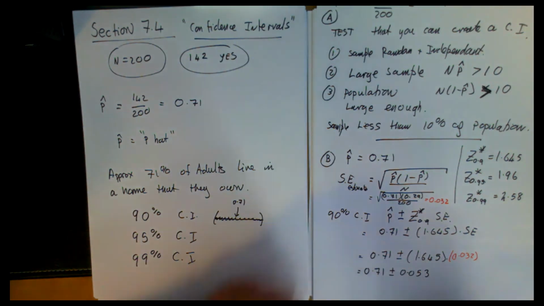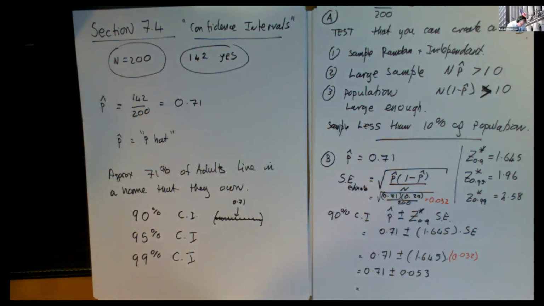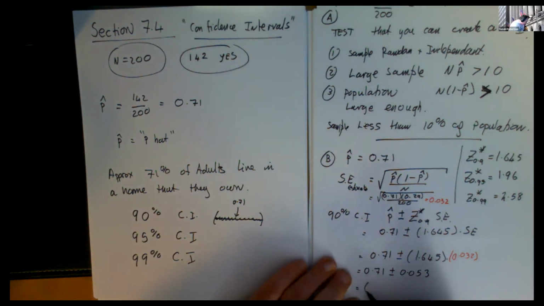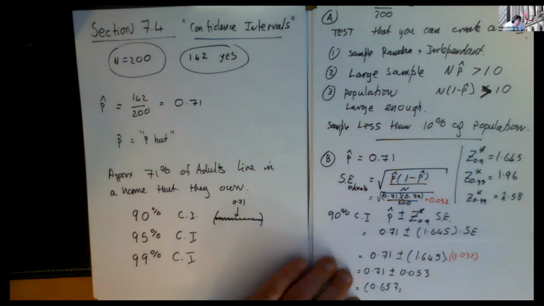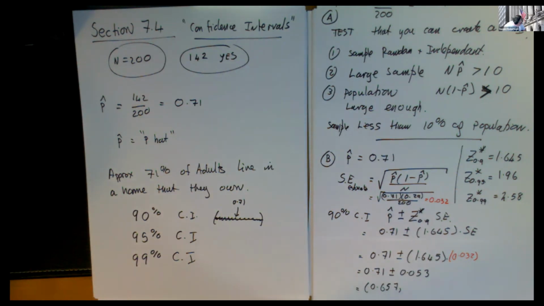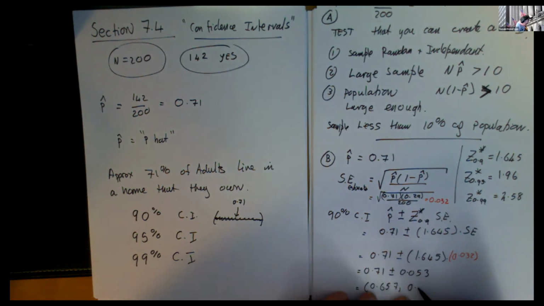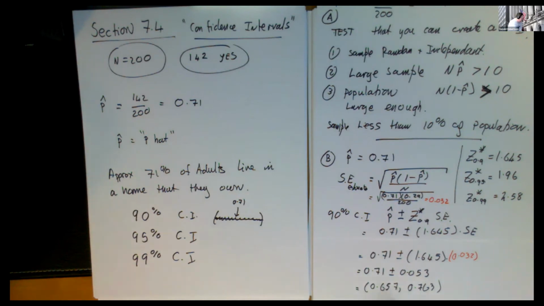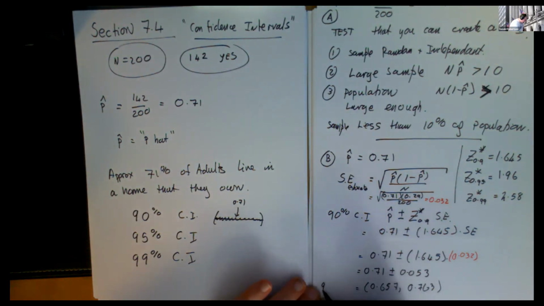If you look at these two numbers, and I guess this is what calculators are for, 0.71 take away 0.053, on one side I get 0.657. And then if I add the two together, 0.71 add 0.053, on the other side I get 0.763. And that there is our 90% confidence interval.